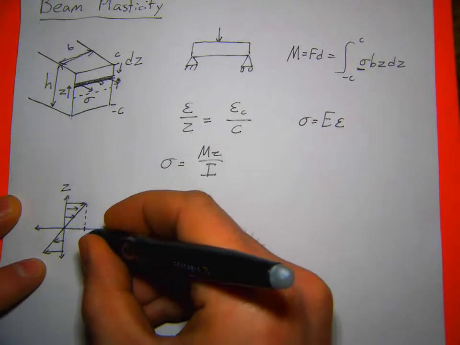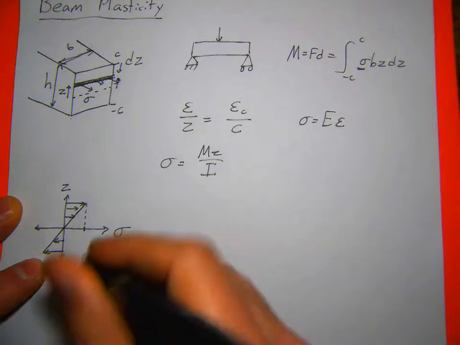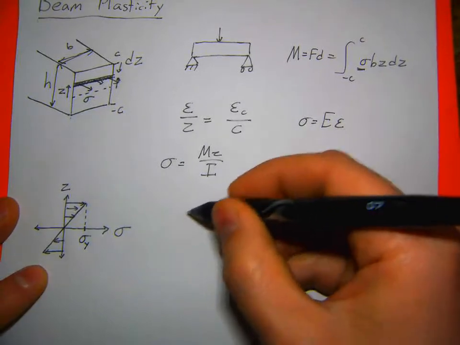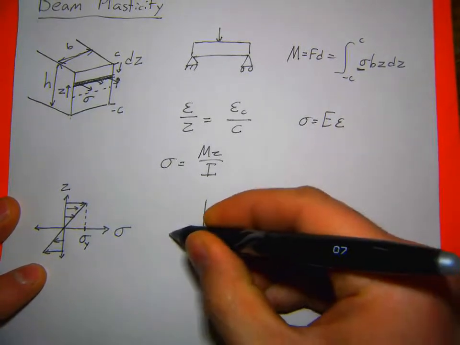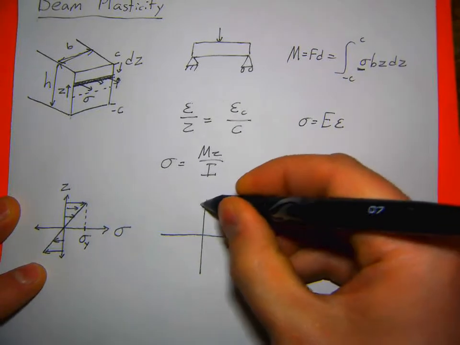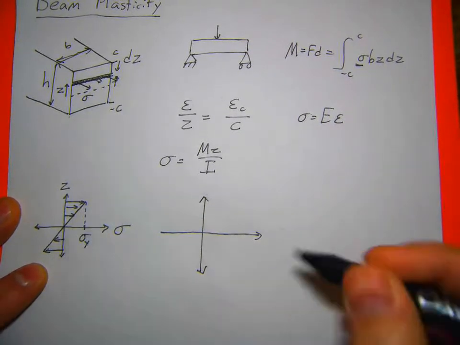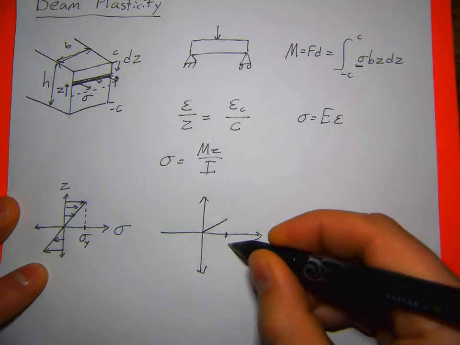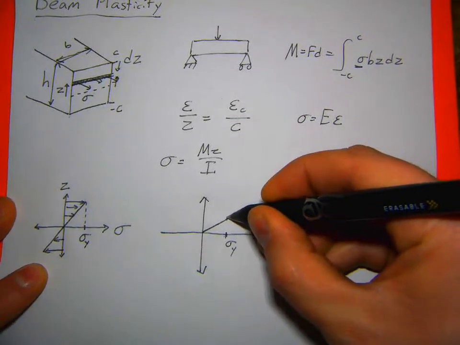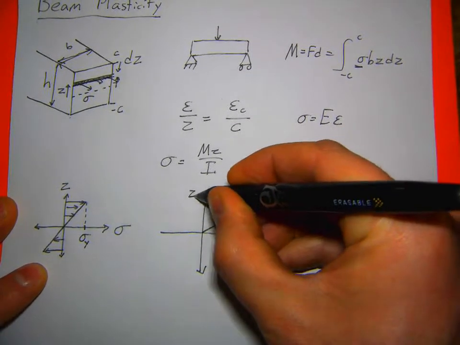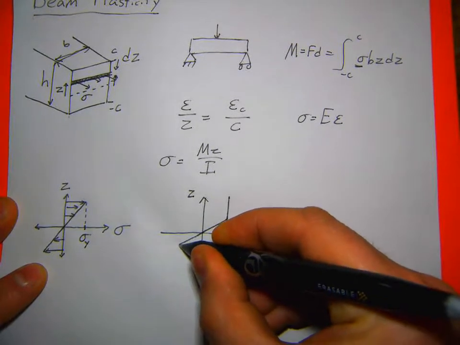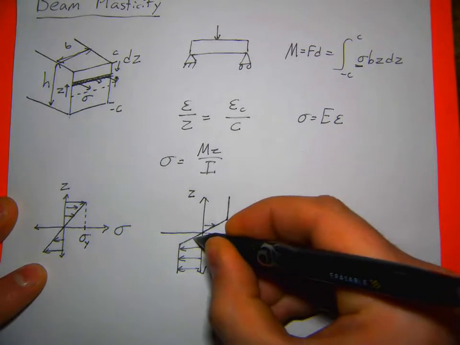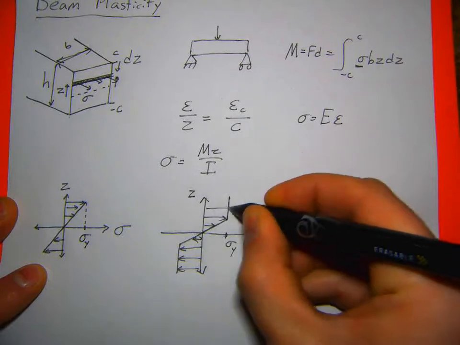After that point happens, if I have some hardening or some elastic, perfectly plastic behavior, I have a sigma yield, and then the stress will plateau after that point. So then this looks like some squiggly line this way. So now I have some height ZY that I want to figure out, how far away that yielding is from the outer edge of the beam.